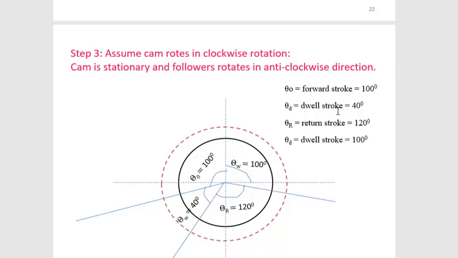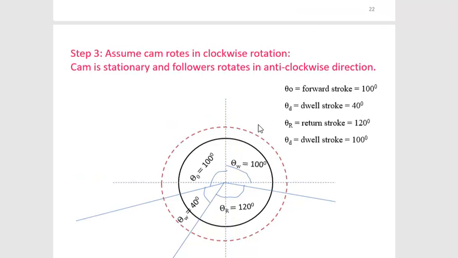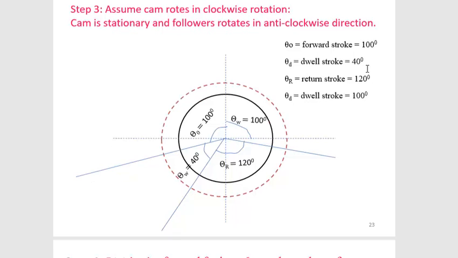We know that the whole cam is of 360 degrees. So we will divide with this as 0 degrees, the forward stroke to be 100 degrees. You can see after 100 degrees I have drawn a line. After that we have the dwell stroke of 40 degrees. So I'll again take, using a protractor, 40 degrees and draw a line after 40 degrees. The return stroke is 120 degrees.